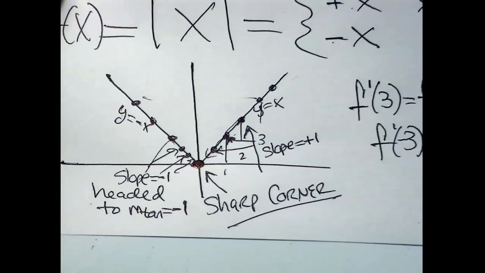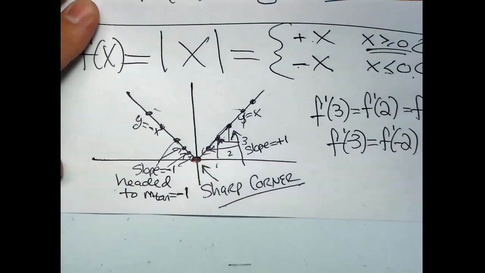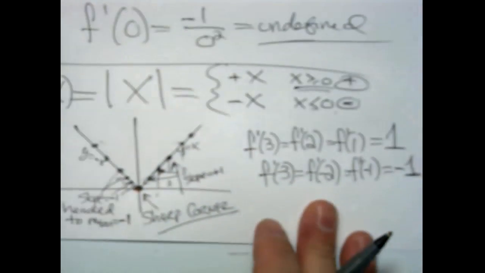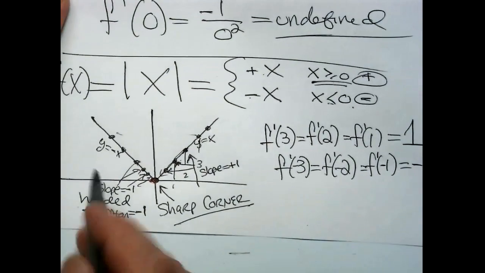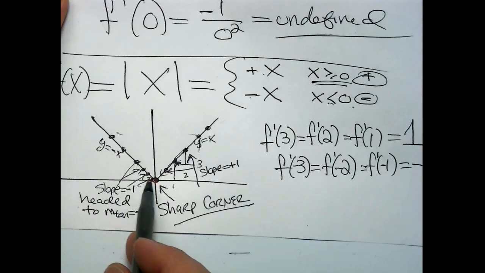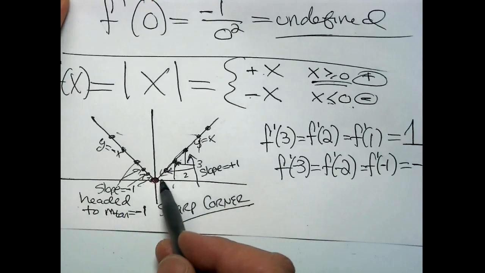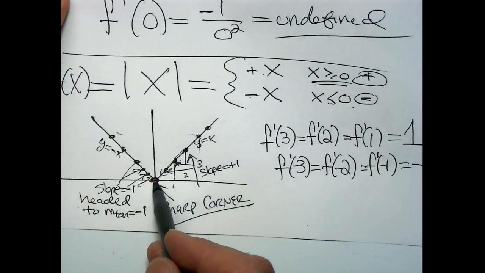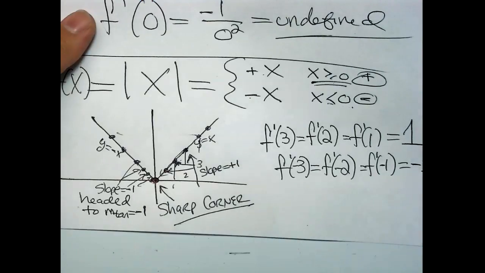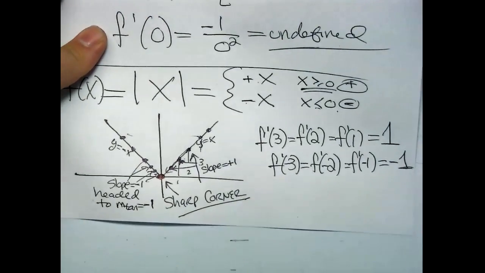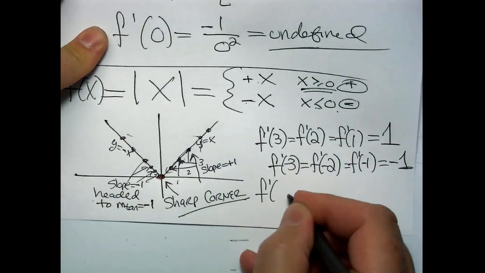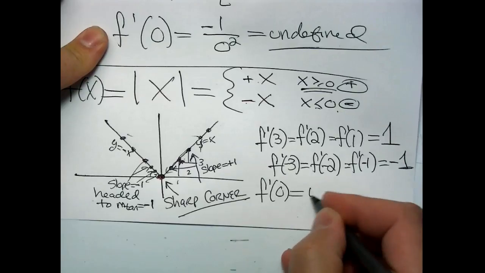Remember, the derivative was born from a limit process. Limits have to agree from both sides, and we're not in agreement here. Half of us would say we're approaching slope negative 1. The other half of us might say we're approaching slope positive 1. We are disagreeing right here. So therefore, at that sharp corner, f prime of 0, in fact, is undefined.